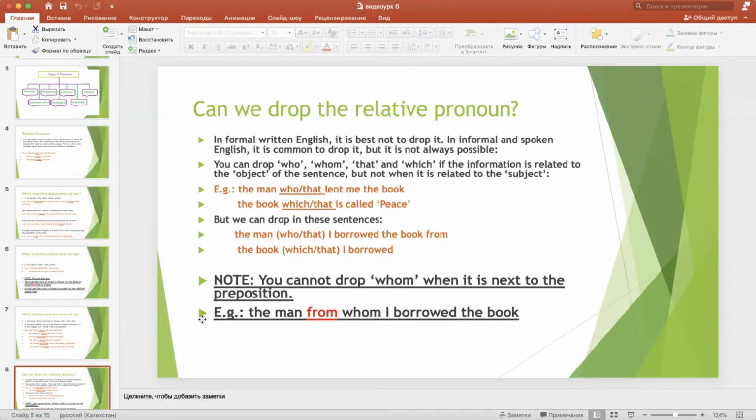Note, you cannot drop whom when it is next to the preposition. For example, the man from whom I borrowed the book. So here, underline the word preposition. If it is next to the preposition, we cannot drop the relative pronoun whom. Okay?